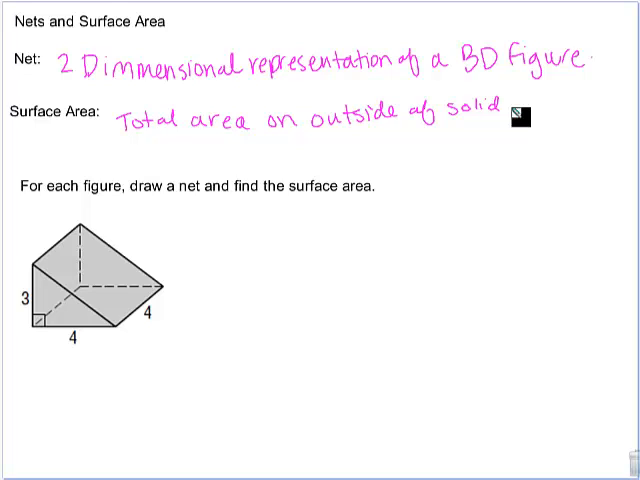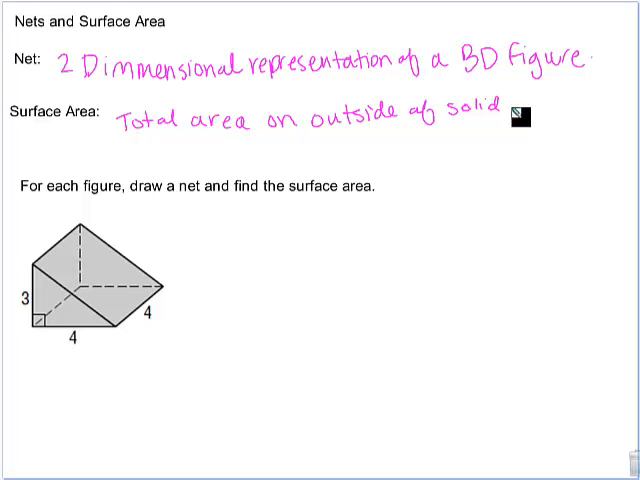Find the area of what? Yep, find the area of each side surrounding it and then add them all up. So that's what we're going to be doing today. The first thing we're going to do is draw the net. Once we have the nets drawn, then we're going to find the surface area.